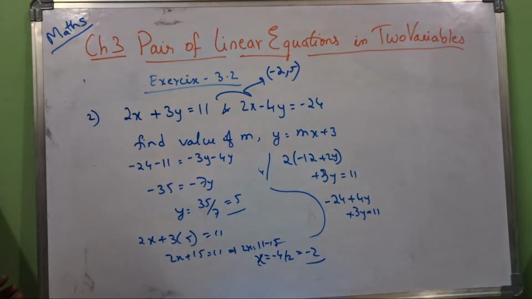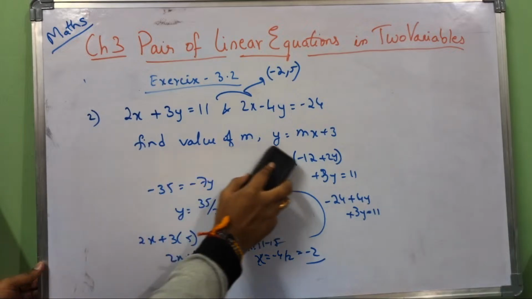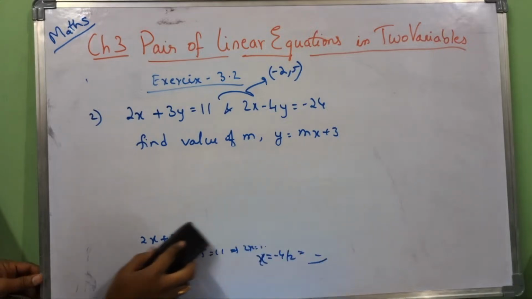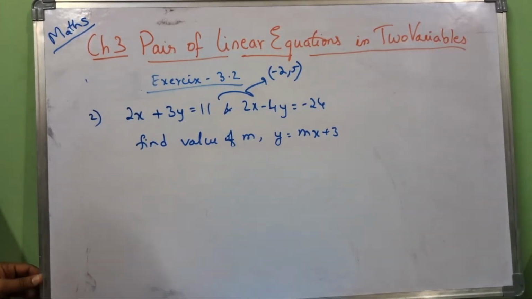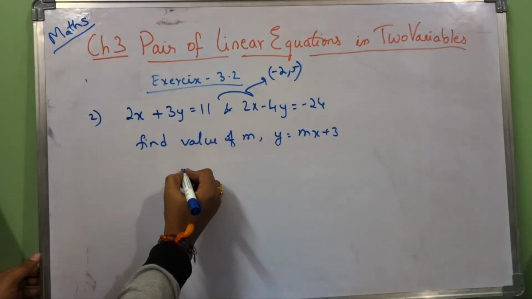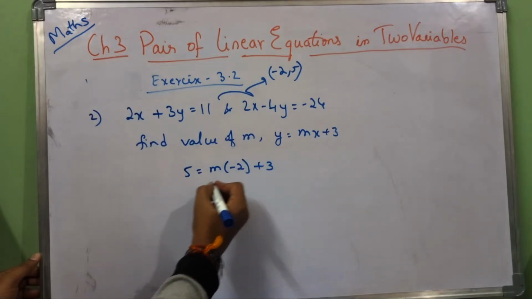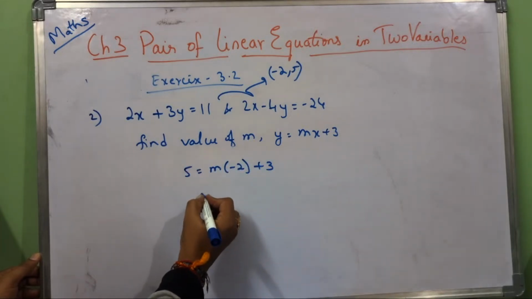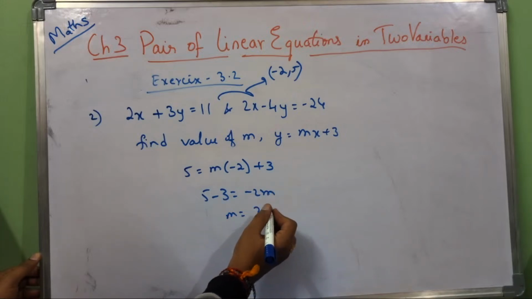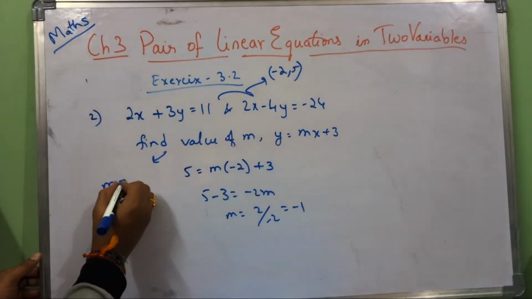Now we will substitute in the equation y is equal to mx plus 3, by substituting the y value as 5 and the x value as minus 2. If 3 goes this side, it becomes 5 minus 3 equal to minus 2m. So m becomes 5 minus 3 is 2, 2 by minus 2, which is equal to minus 1. So the final answer of m is minus 1.